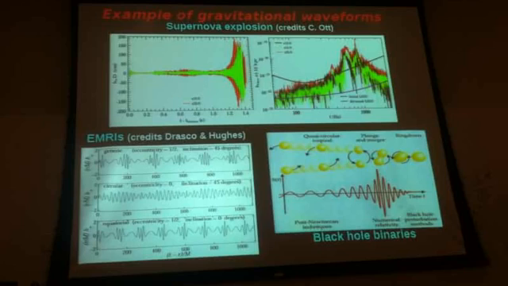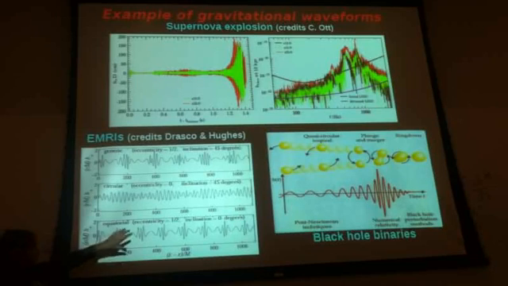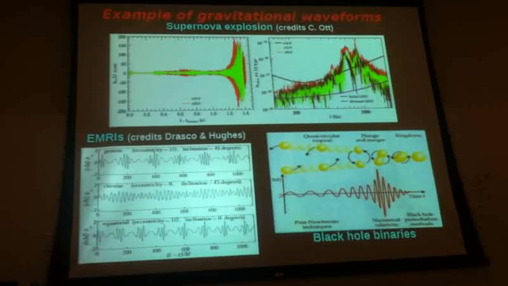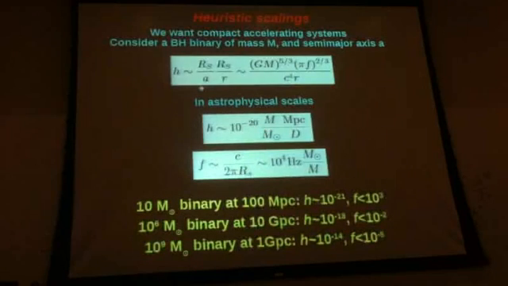Here is just a colorful plot of different waveforms that you may expect from these kinds of events. We have a supernova explosion with a burst of gravitational waves here on the top right. These are some of the waveforms that Steve was showing yesterday from an extreme mass ratio inspiral, a very rich waveform, which includes a lot of information about the system. And there is a cartoon waveform from a merger of a black hole binary, let's say.